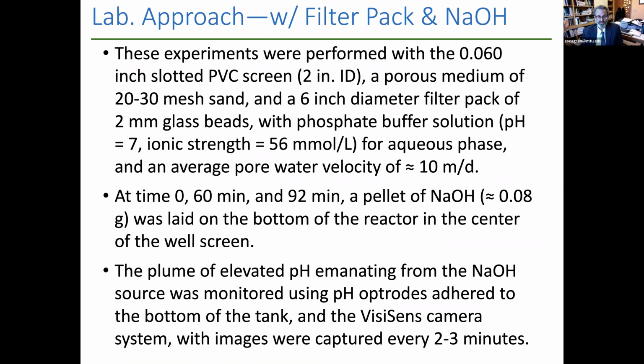Again, the same setup: 0.06-inch slotted screen, 2-inch ID diameter, porous media 20-30 Ottawa sand, with a 6-inch filter pack of 2mm glass beads, phosphate buffer solution, in this case pH 7, for the aqueous phase, 10 meters per day approximate pore water velocity. In this case, these experiments ran sufficiently long that we had to periodically replace the sodium hydroxide so we could maintain a plume, and then we monitored the elevated pH plume emanating from the sodium hydroxide source using the pH optrodes. Again, we had half oxygen optrodes and half pH optrodes, so you're going to see half a plume.